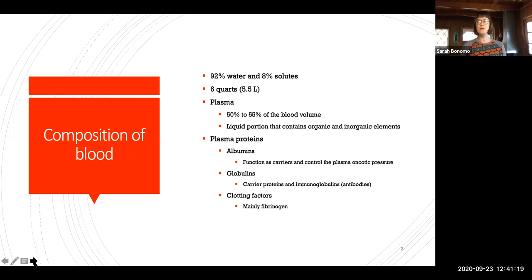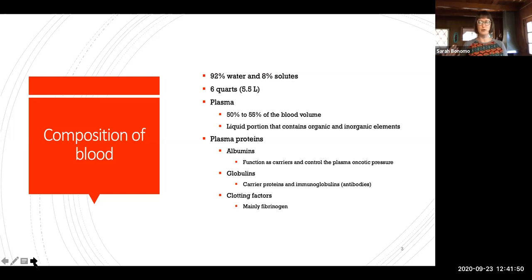and it's really essential because the primary component of plasma are proteins, and proteins are really important, particularly in maintaining fluid balance in our body. So there are 2 primary proteins in our body, and that's albumins and globulins. And then we also have a component of clotting factors that are part of the plasma, which we'll talk about too.